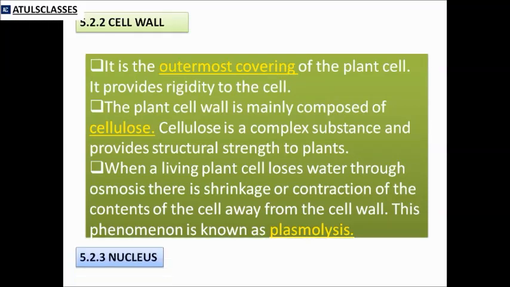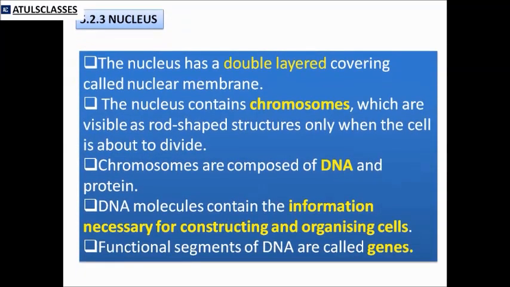The second most important part of the cell, other than the cell membrane and cell wall, is the nucleus, which is also the most important part. The nucleus has a double layered covering called the nuclear membrane. The nucleus contains chromosomes, which are visible as rod shaped structures only when the cell is about to divide. If the cell is not dividing, we see the material as chromatin material.